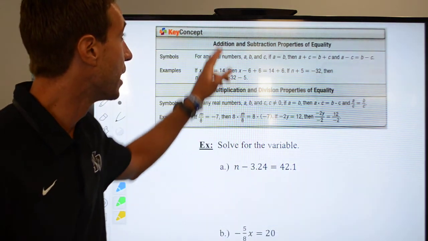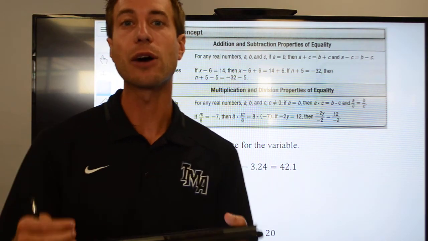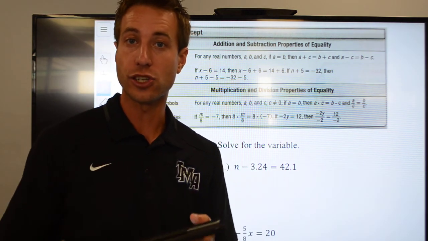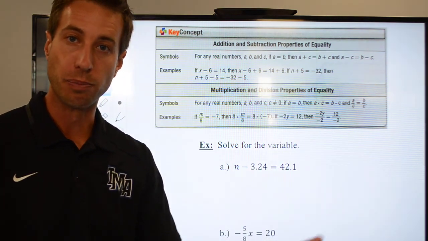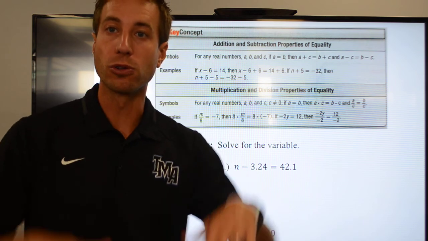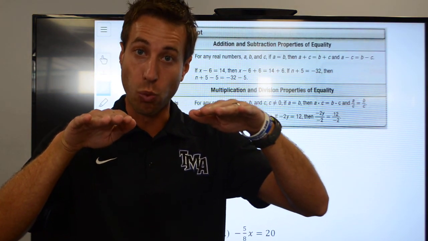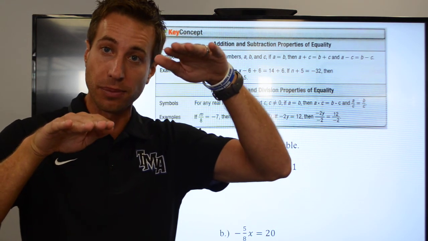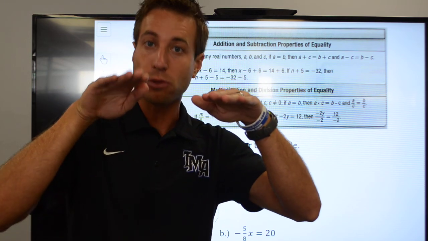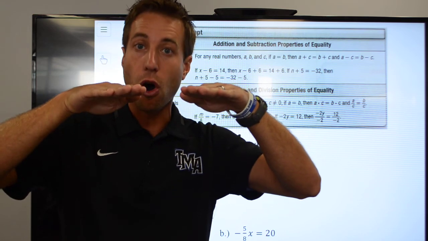The first one is simply the addition and subtraction property of equality, and all it says is that you are allowed to add anything you want to one side of an equation as long as you do it to both sides, right? So you need to think of the equal sign almost as a scale. If you're going to add something to one side of the equal sign, in order for that scale to be balanced, you must add the same amount to the other side as well, so that both sides are always equal.